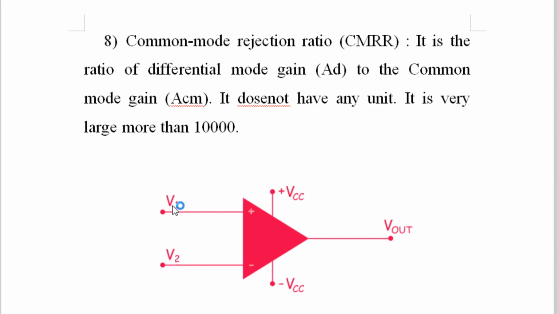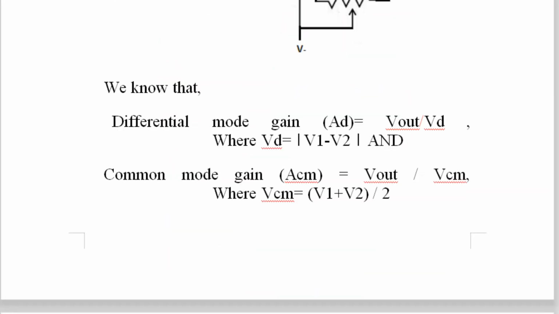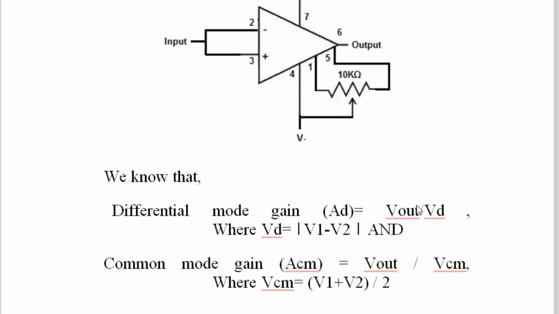So here V1 is one voltage, V2 is another voltage. But if V1 and V2 are different, then the op-amp is said to be used in differential mode. We know that differential mode gain AD is equal to Vout upon VD. What is VD? VD is the difference between the two input voltages. Suppose V1 is 1 volt, V2 is 0.5 volt. Then for that, what is the output voltage of the op-amp? Accordingly, that ratio is taken and it is called differential mode gain.